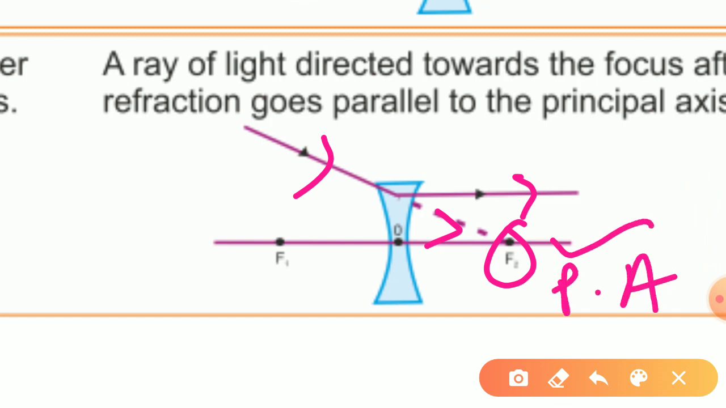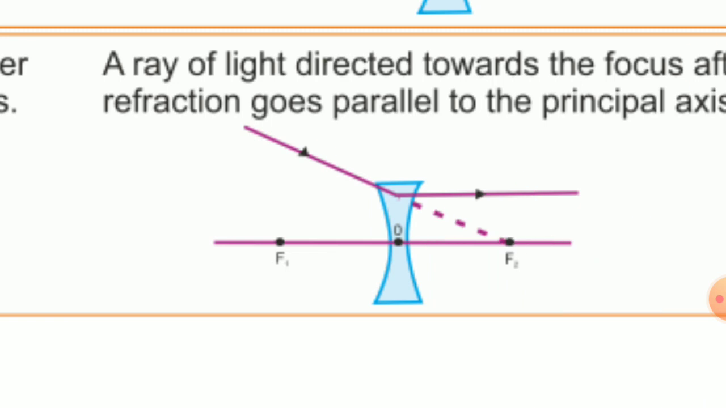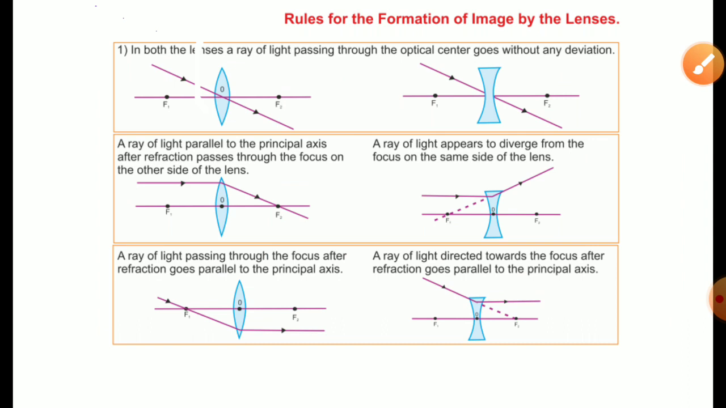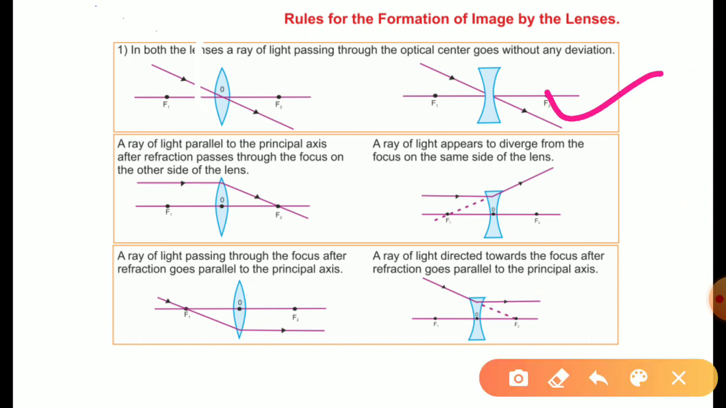So these are the three special rays in the case of a concave lens. A ray of light passing through the optical center goes straight without any deviation. A ray of light parallel to the principal axis, after refraction, appears to be coming out from the focus. A ray of light that appears to be passing through the focus, after refraction becomes parallel to the principal axis.